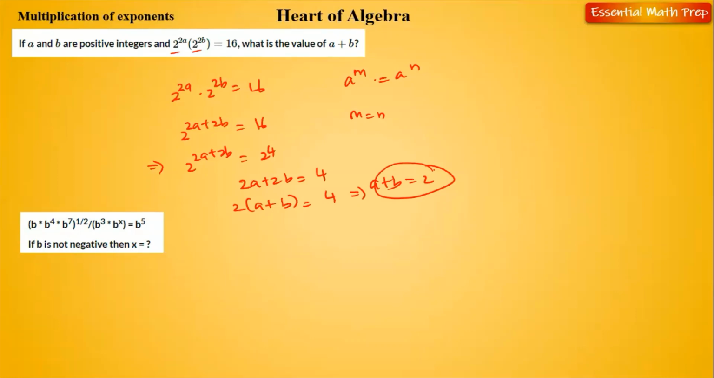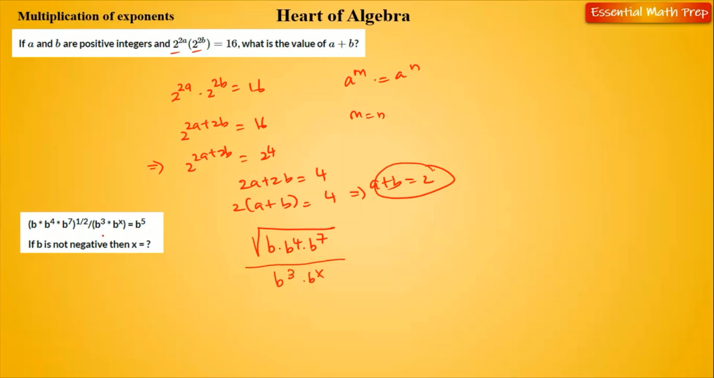We have b times b power 4 times b power 7, raised to the power 1/2, divided by b cubed times b power x, equals b power 5. All right, b is non-negative, then what's the value of x? Let's actually write it in a conventional way. I'm going to write it as a square root because anything raised to the power 1/2 is a square root. So I'm just going to leave it this way and write it in this format.